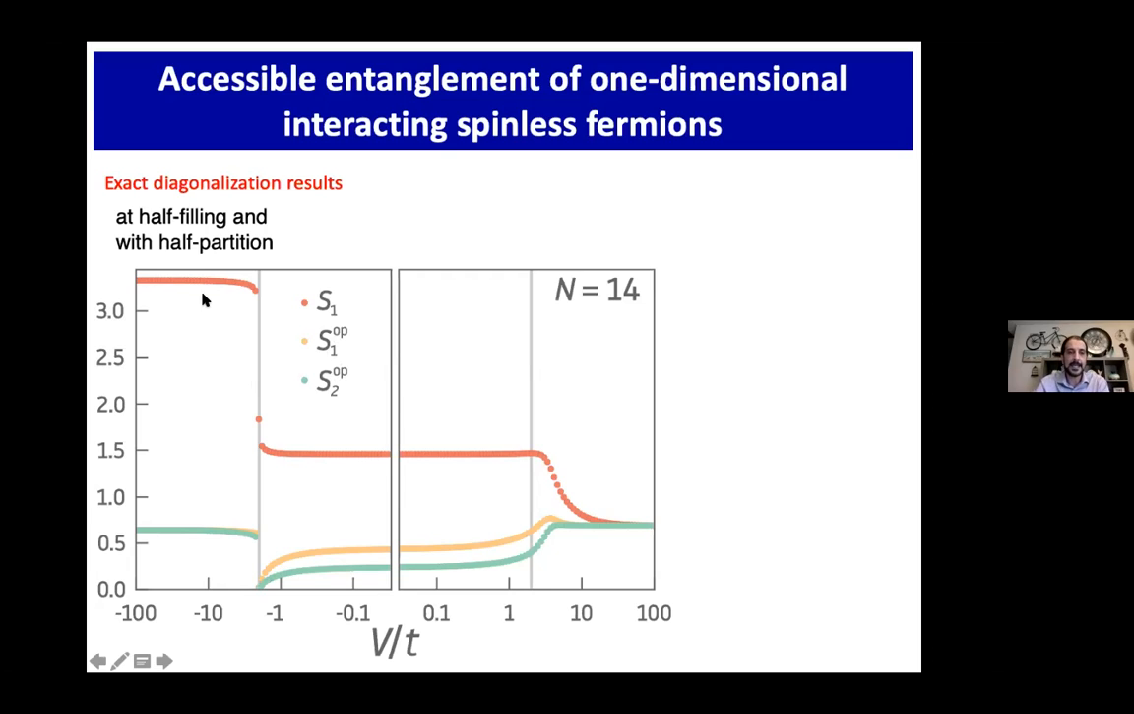So if we look at the overall entropy at a very negative interaction on that side, we see that there is some large amount of entanglement, and then there's a drop near the first order phase transition that almost saturates in the Tomonaga-Luttinger liquid.